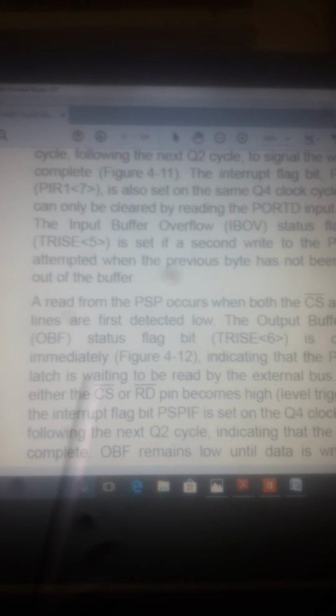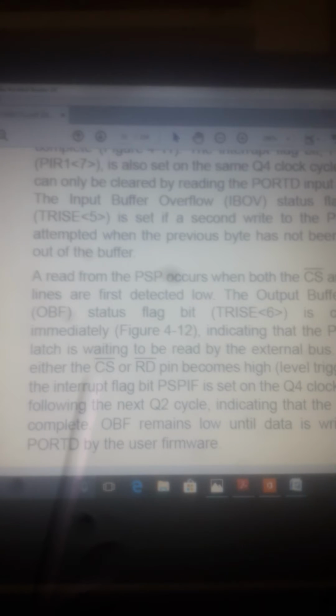A read from the PSP occurs when both the CS chip select and read bar lines are first detected low. The output buffer full status flag bit is cleared immediately, indicating that the port D latch is waiting to be read by the external bus. When either chip select bar or read bar pin becomes high, the interrupt flag bit PSPIF is set on the Q4 clock cycle following the next Q2 cycle, indicating that the read is complete. OBF remains low until data is returned to port D by the user firmware.